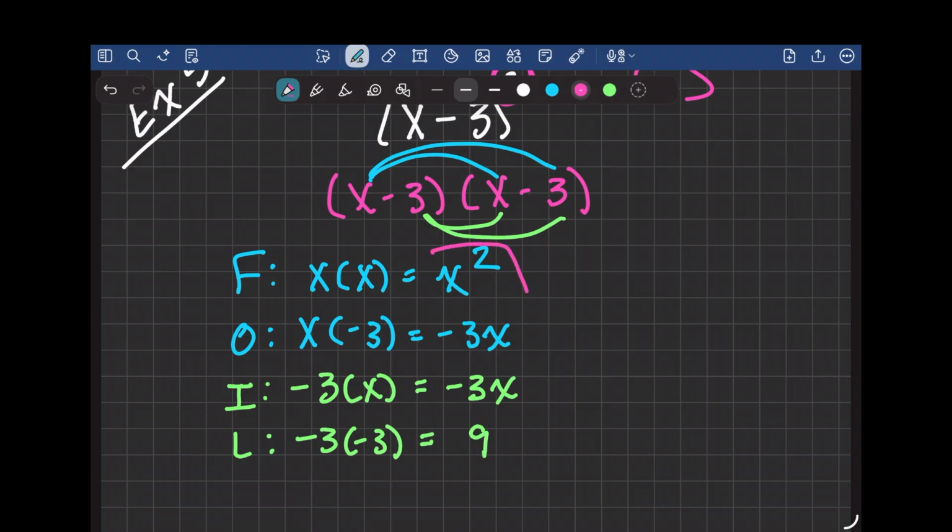And now I can organize those four terms that we found. We should have x squared, negative 3x and negative 3x would combine to be negative 6x. And then lastly, we end with that positive 9.